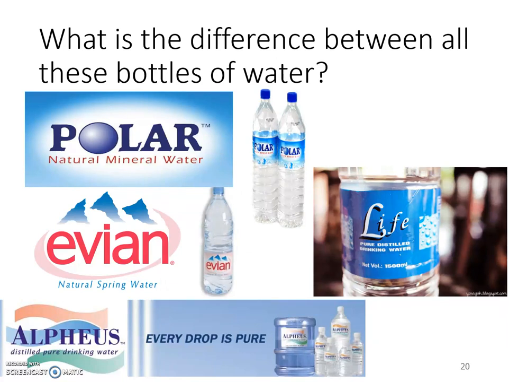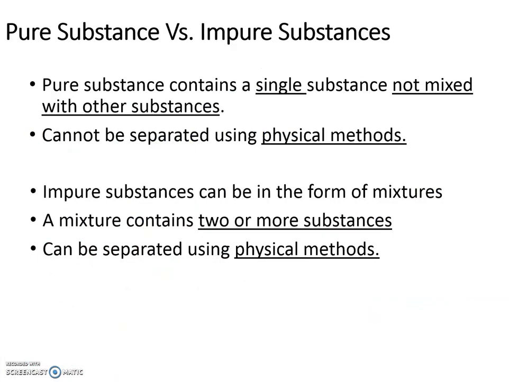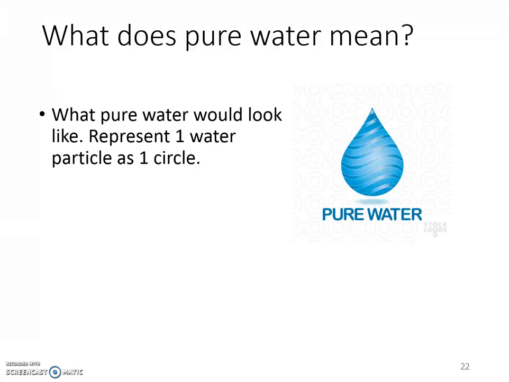Now, how do we tell if something is pure? If you recall, a pure substance is something that contains only one substance. That means if it's pure water, it only contains water and not other minerals. Now, let's do a quiz on what you think pure water would look like.